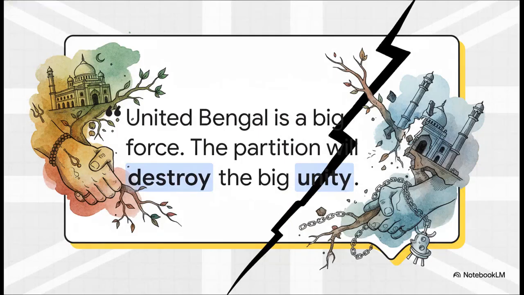And hey, if there was ever any doubt about what the British were really trying to do, we have a total smoking gun. Take a look at this quote from a private letter written by Herbert Risley straight to Lord Curzon. He wrote, "United Bengal is a big force. The partition will destroy the big unity." I mean, there it is, right in black and white. No mention of administrative convenience, no mention of helping the people govern themselves better. It was a cold, highly calculated strategy to intentionally destroy the Hindu-Muslim resistance that was threatening the empire.